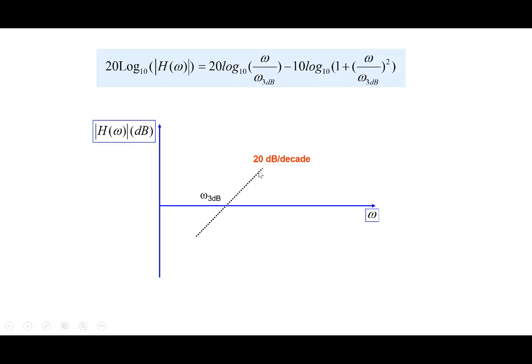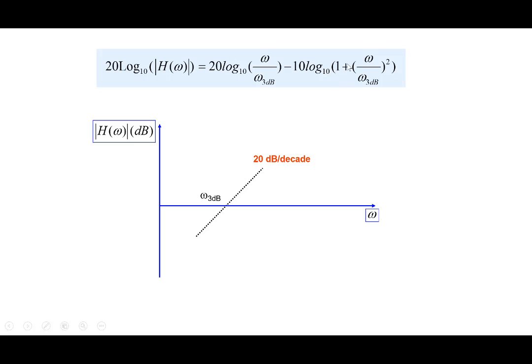First term is like this here. Note that it's a term here. So at omega equal to omega 3 dB, magnitude is 0 dB here. And then it increases at a slope of 20 dB per decade here. So this is this segment here.